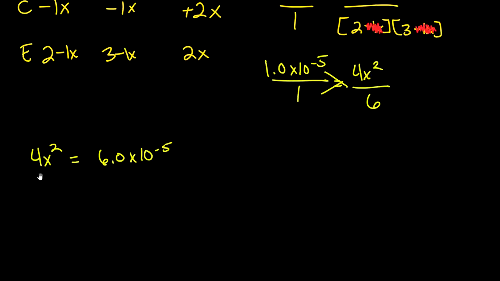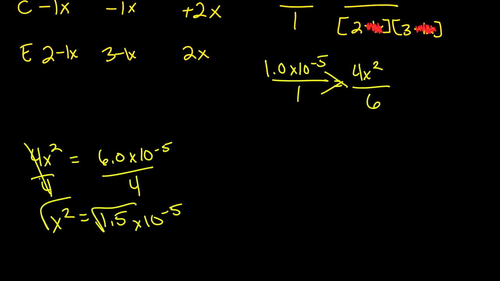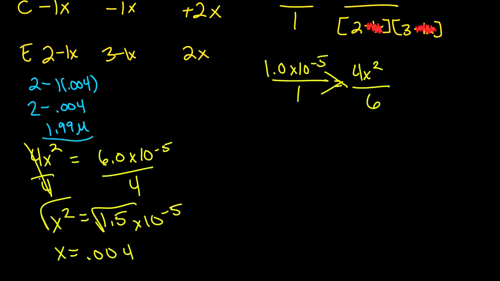Alright, to solve for x, we divide by the value with x, divide by 4, that cancels, divide by 4. x squared equals 1.5 times 10 to the negative fifth. Now take the square root. x equals 0.004. Now, we're at the end step. All we got to do is take our x value and plug it back in. So 2 minus 1 times 0.004. So 2 minus 0.004. And I get 1.99 molar.